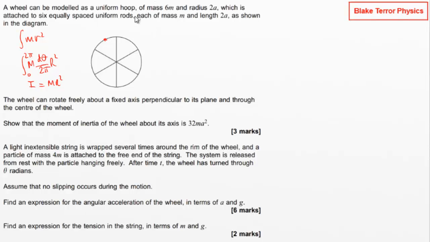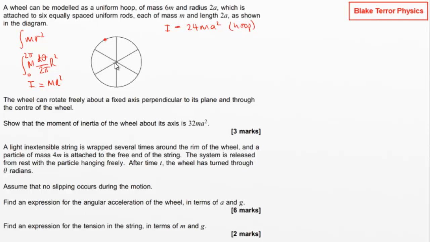So when we put that into the context of this question, I for the hoop part of it is going to be 6m multiplied by 2a all squared. So we've got 6m times 4a squared, so we've got 24ma squared. That's for the hoop.